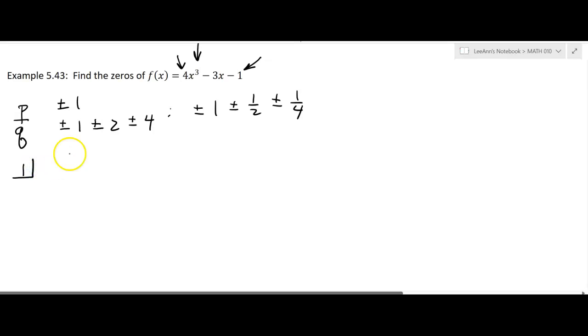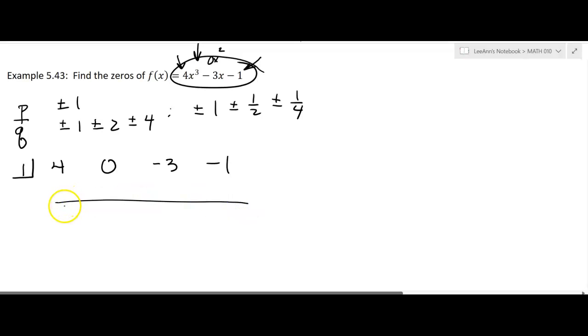Okay, so I pull off my coefficients. Now, I'm going to need a 4, a 0, because there's no x squared. Okay, so 0x squared, don't forget about that. Minus 3, minus 1. Because it's degree 3, I should have 4 coefficients there. And I do.